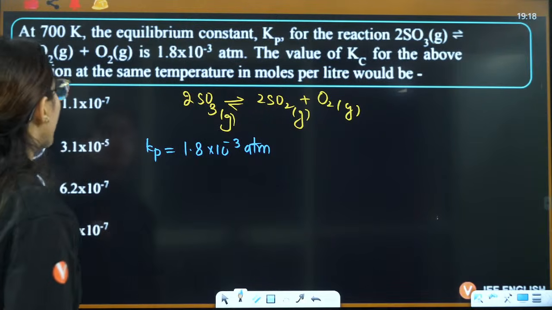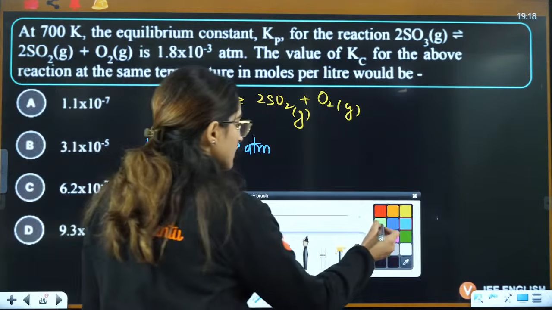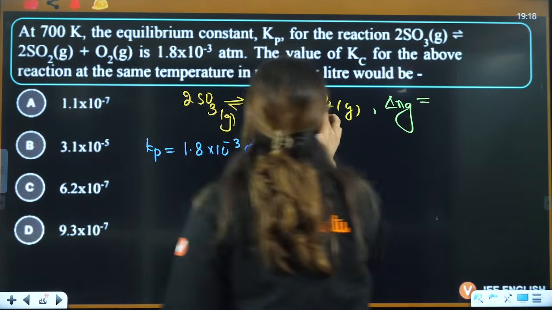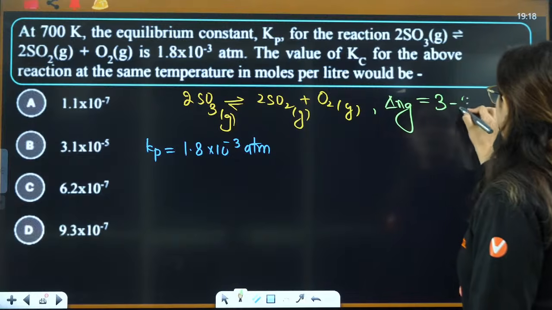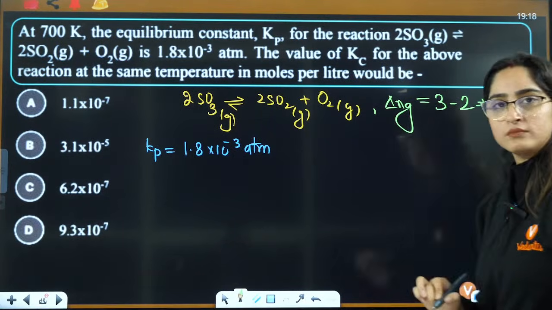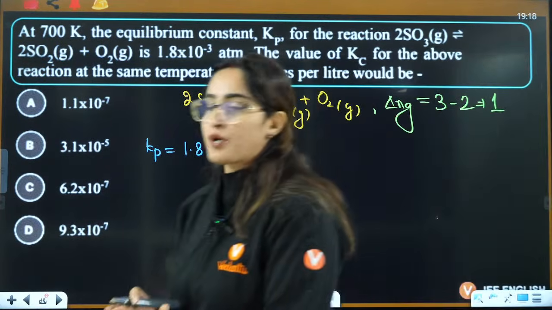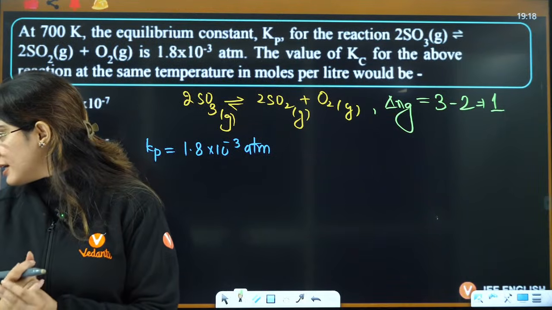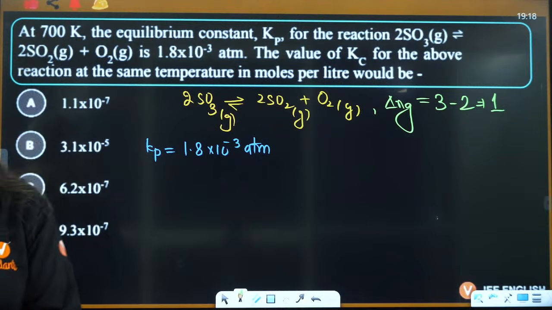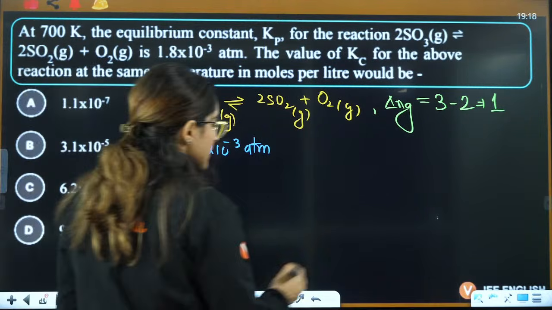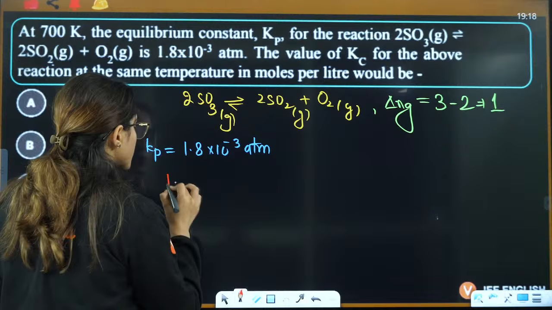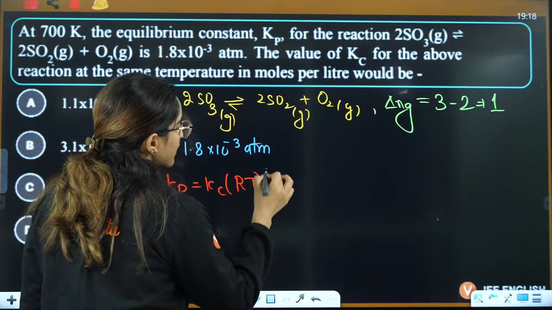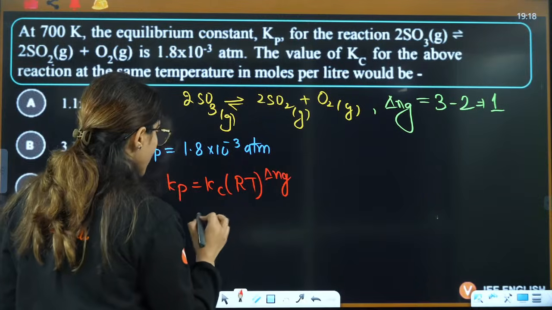Value of Kc for the above reaction. See, delta Ng is what? Product minus reactant. Product is 3, reactant is 2, it is 1. I am taking gaseous products. Now if you see Kp is equal to Kc RT raised to power delta Ng, that is 1 itself.